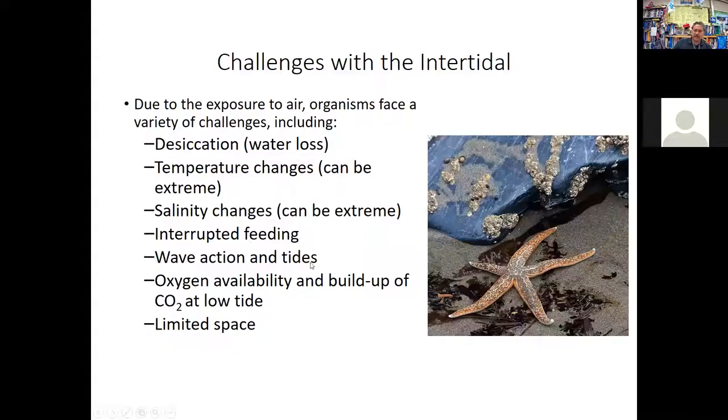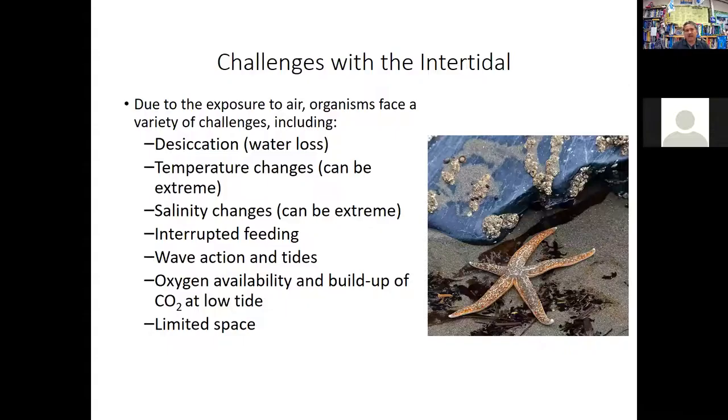You've got to be adapted to be able to stay in place when you have the power of the waves hitting you. Oxygen availability, buildup of carbon dioxide at low tide, because you have pools of water. Those pools of water can be influenced by whatever you have there. You might have a bunch of algae that are living in there.